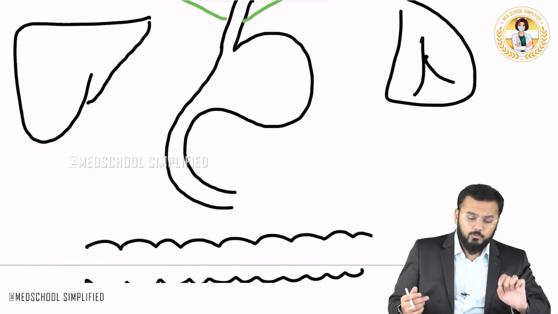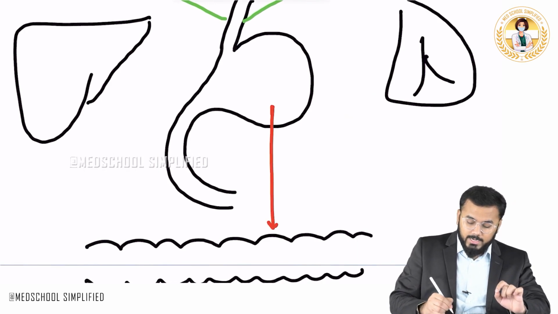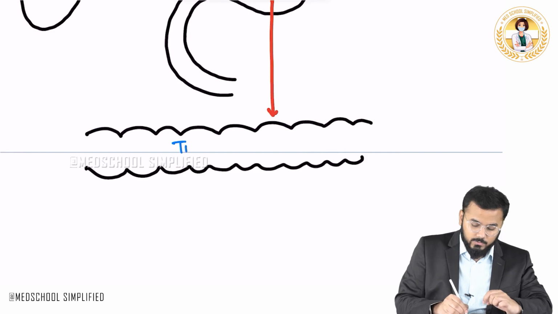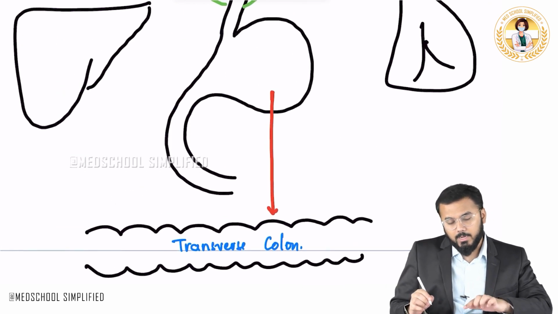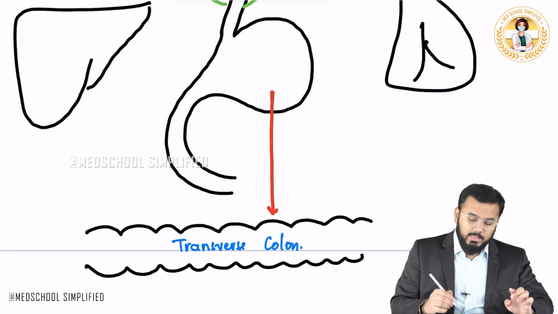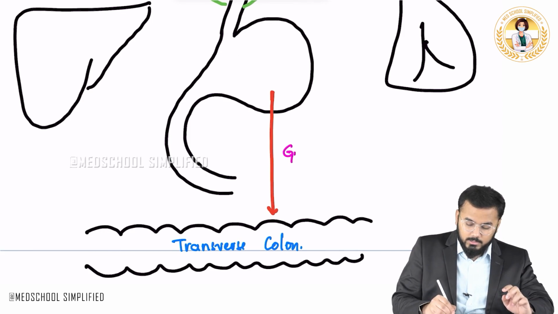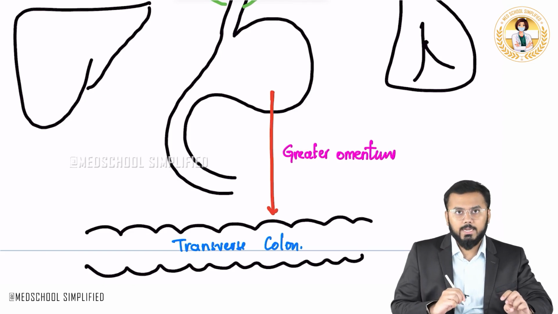So, if a fold of peritoneum is attaching the stomach to the transverse colon, let me write it down that this is your transverse colon. If a fold of peritoneum is attaching the stomach to the transverse colon, this is called as greater omentum.